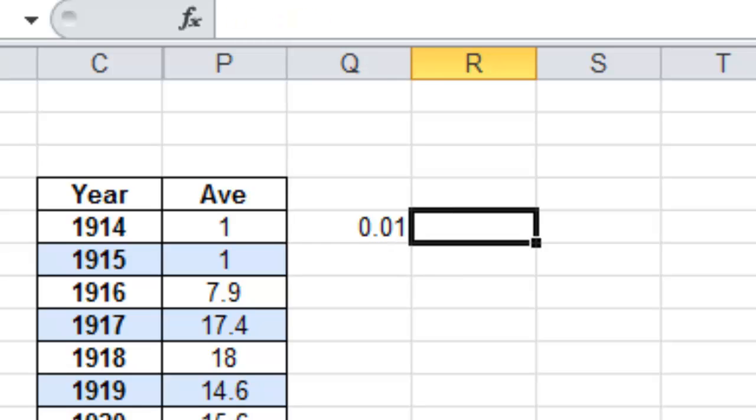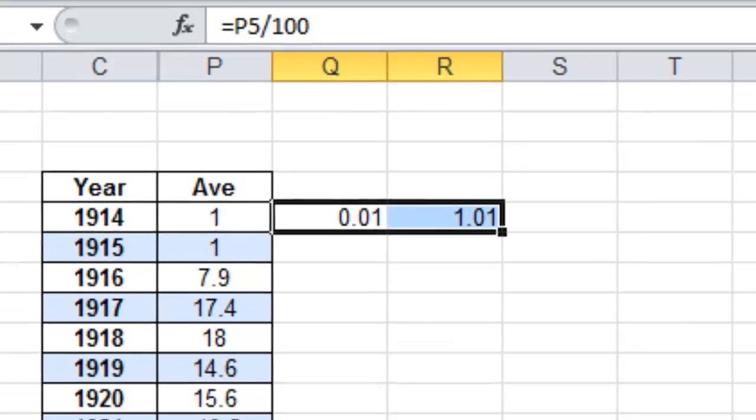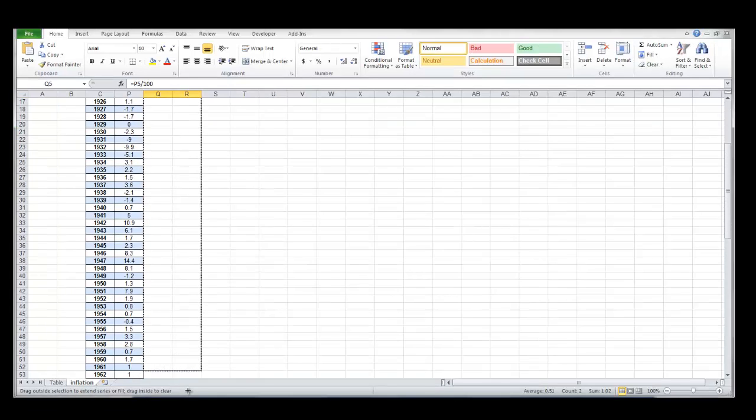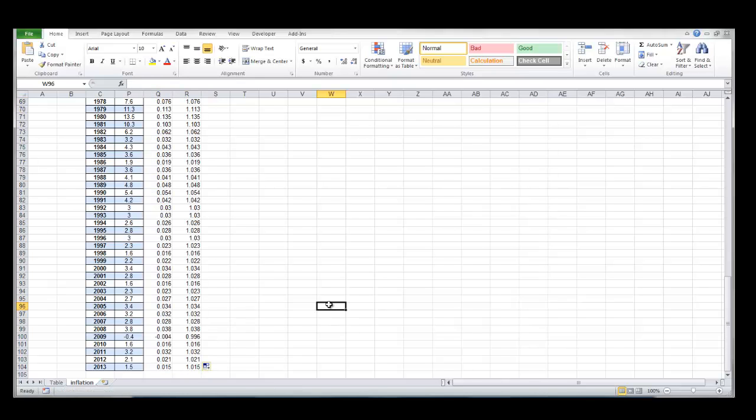So that's pretty good. Now, to do the adjustment for inflation, I'm going to end up multiplying times the factor of 1 plus the inflation rate. So I need to add 1 to all of these numbers. 1 plus that is that. All right, and I'm going to copy that for all of my data. And it goes all the way up to 2013, which is a good thing.